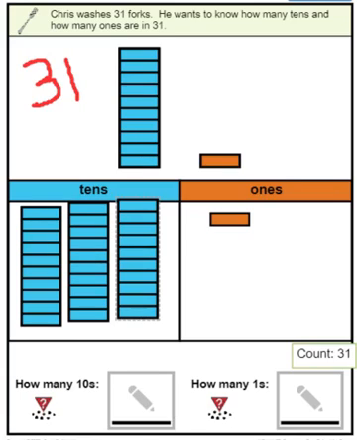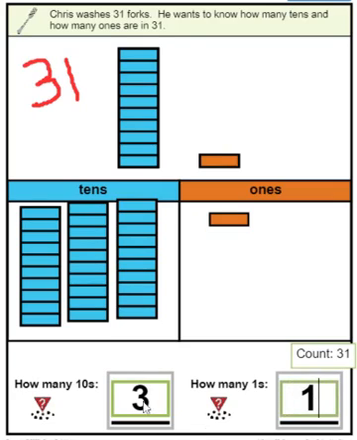How many tens? 3. And how many ones? 1. 3 tens and 1 is 31.